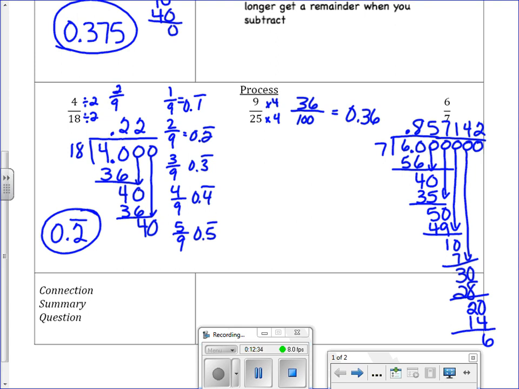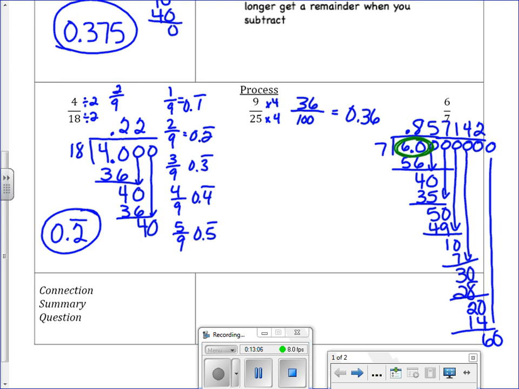But what I wanted you to see here is if I was to put another 0 in, bring it down, I would start off with 60. This is the number I started off with before. This is a repeating decimal. So we don't want to continue doing this over and over again, because basically your answer is going to be 0.857142, 857,142, 857,142 over and over again.